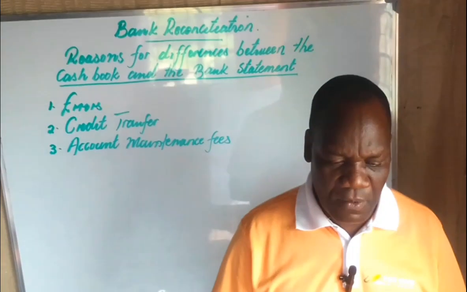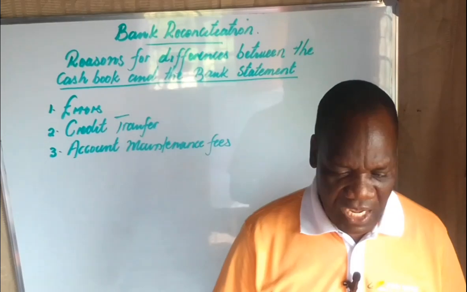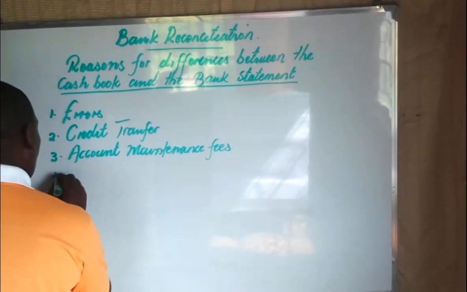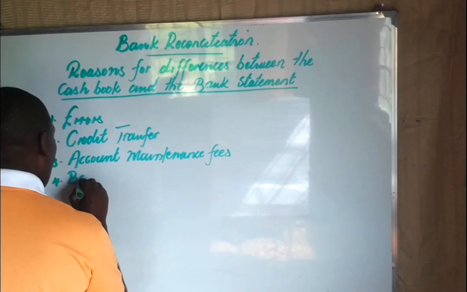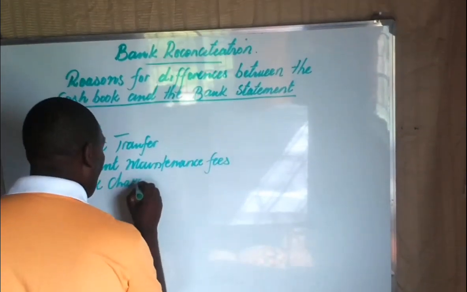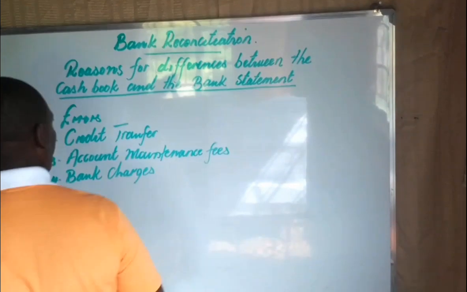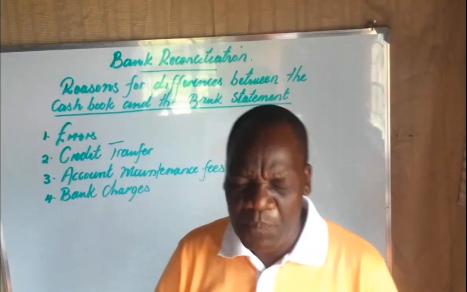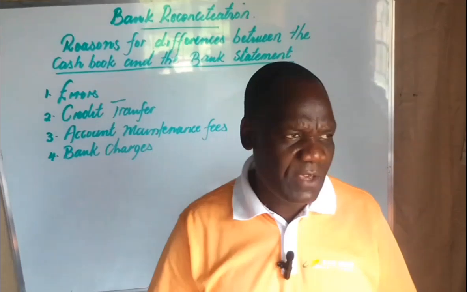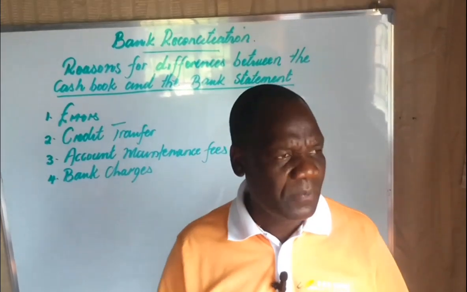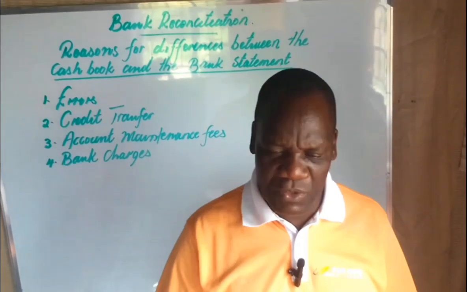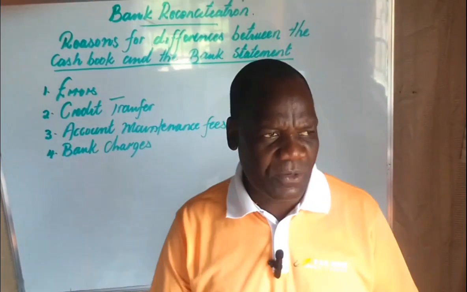Difference number 4 are the service charges or bank charges. Under the bank charges, when the bank is deducting from your account, it will never inform you. You only come to see this charge when you get a bank statement. So the bank will just deduct from your account without notifying you.